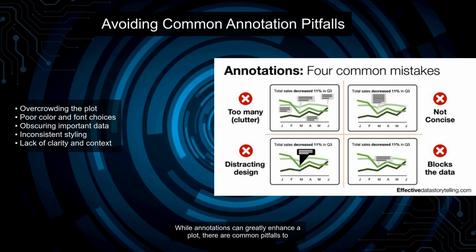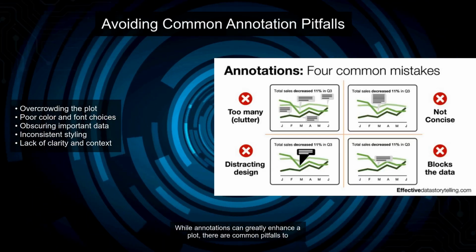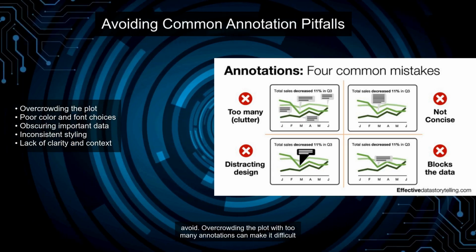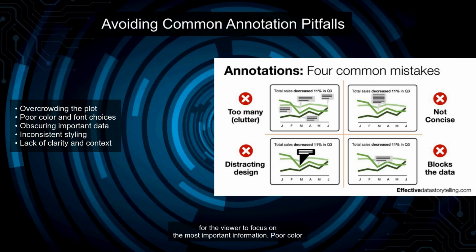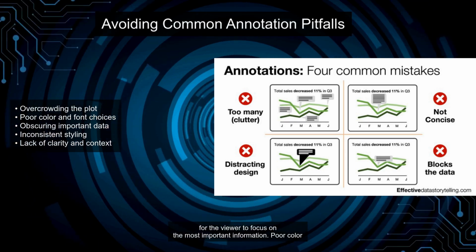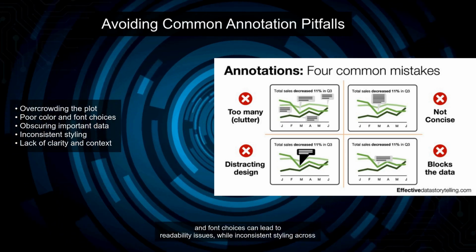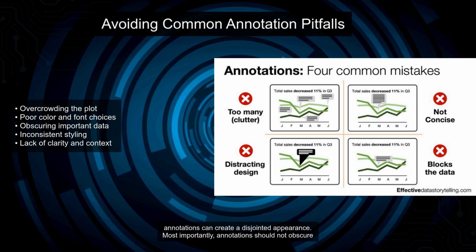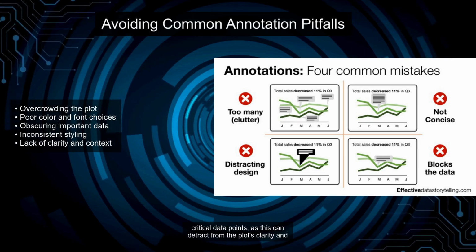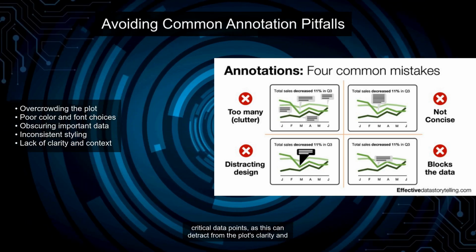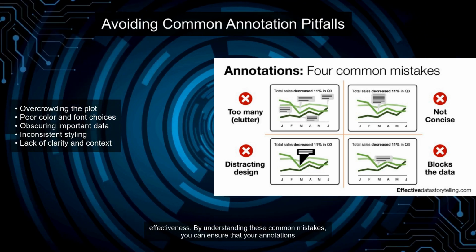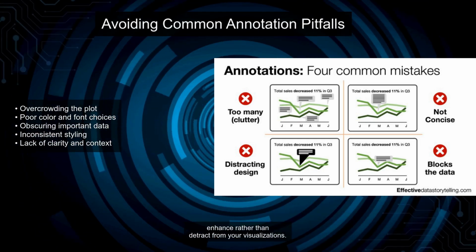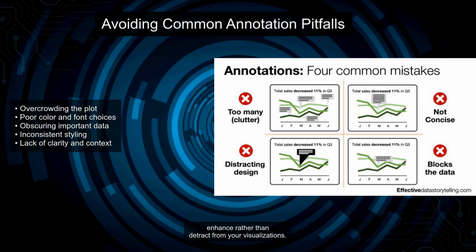While annotations can greatly enhance a plot, there are common pitfalls to avoid. Overcrowding the plot with too many annotations can make it difficult for the viewer to focus on the most important information. Poor color and font choices can lead to readability issues, while inconsistent styling across annotations can create a disjointed appearance. Most importantly, annotations should not obscure critical data points, as this can detract from the plot's clarity and effectiveness. By understanding these common mistakes, you can ensure that your annotations enhance rather than detract from your visualizations.